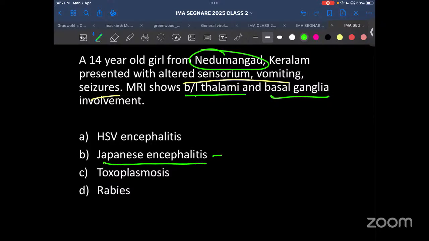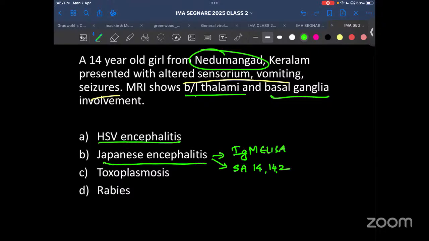Now, how do we detect Japanese encephalitis? We can use ELISA, IgM ELISA to detect Japanese encephalitis. Okay. Now, there is a vaccine available for Japanese encephalitis, a live vaccine using the strain SA14-14-2. That is the SA14-14-2 is the live vaccine that is available for Japanese encephalitis.